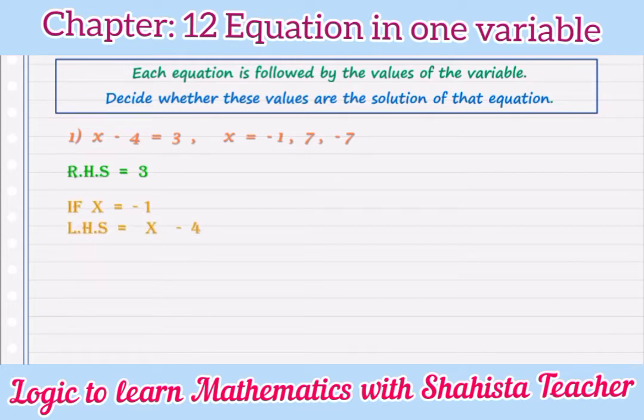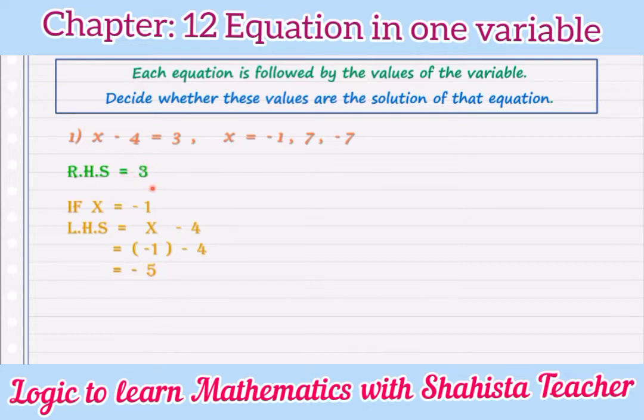So LHS is x minus 4. In the place of x we will put minus 1. Minus 1 minus 4, inside the bracket. Minus into minus will become plus. So 4 plus 1 is 5, and the sign of the greater number is negative. So write here minus 5.